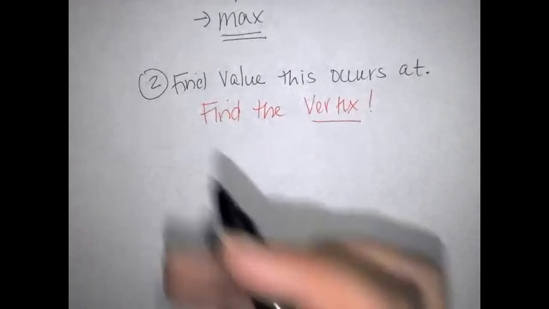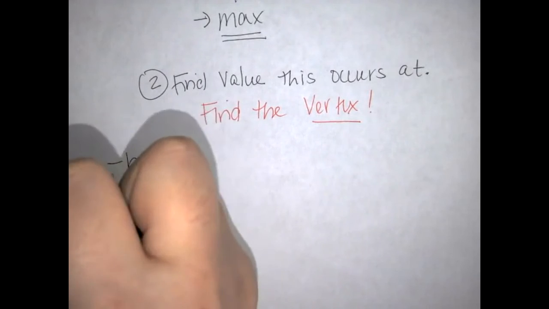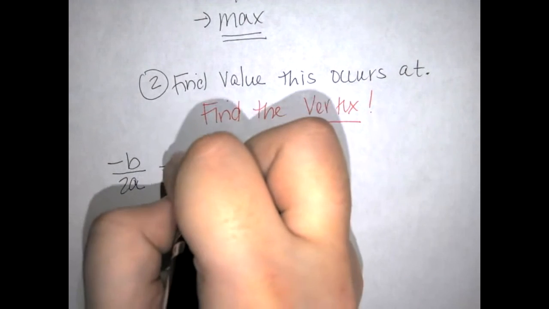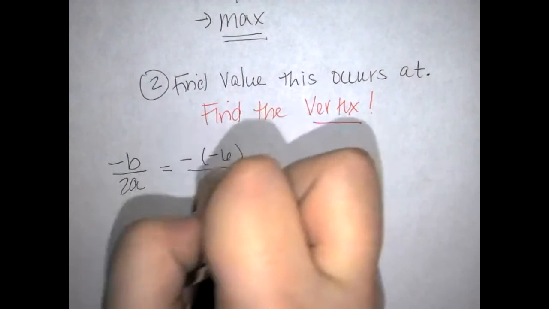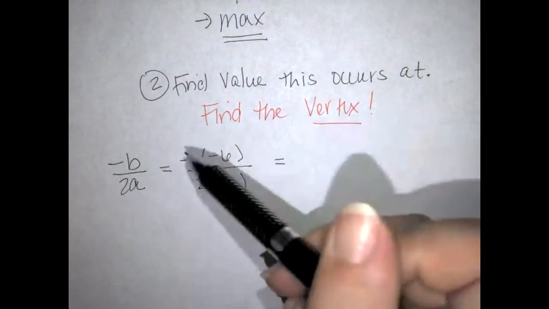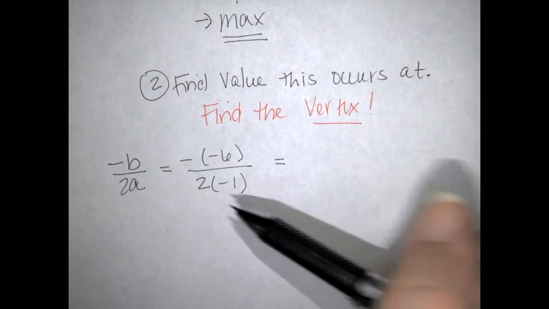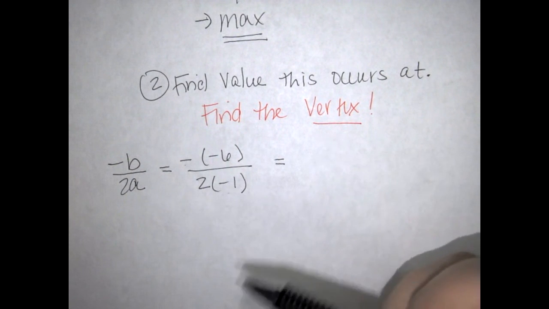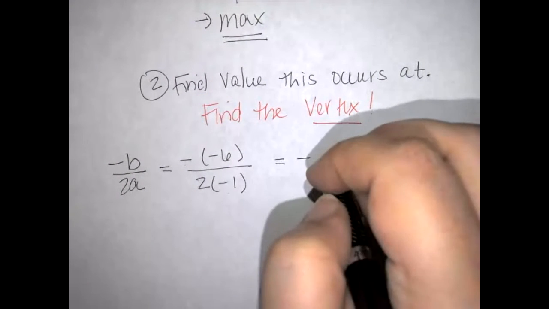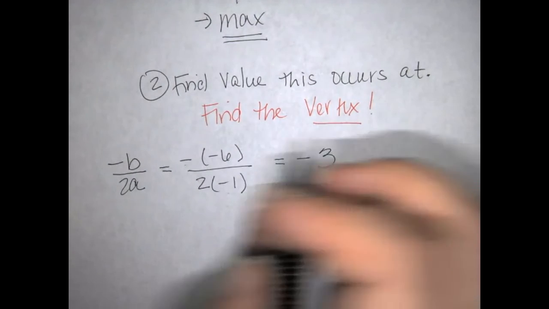Now this problem was given to you in standard form, so you need to use the formula. The formula says negative b over 2a. So this is going to be the negative of my negative 6 over 2 times a negative 1. Negative times negative is positive. Positive times negative is negative, so the overall result is going to be a negative, and then 6 over 2 is going to give you a 3.